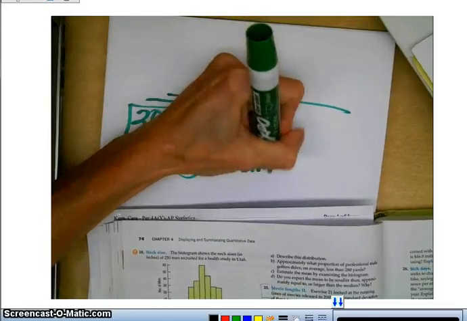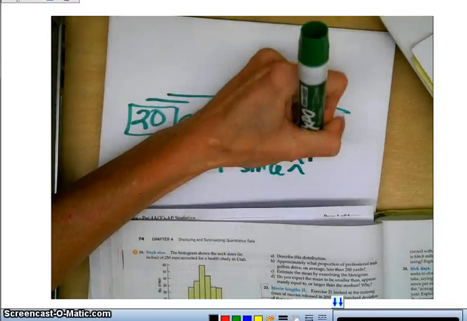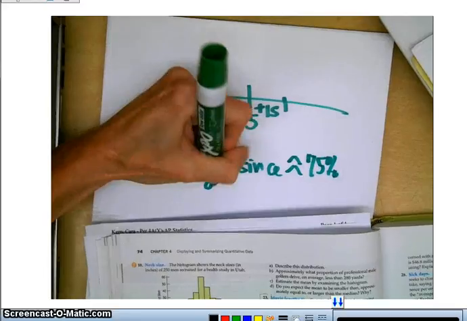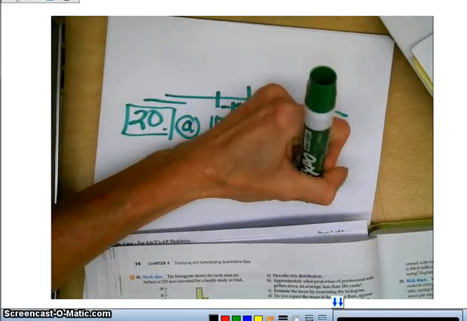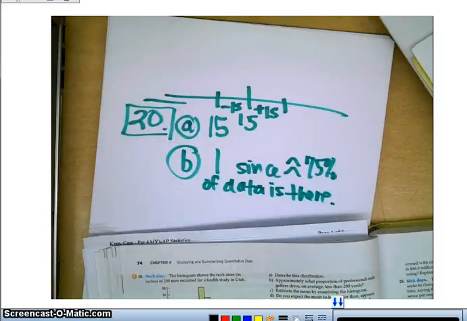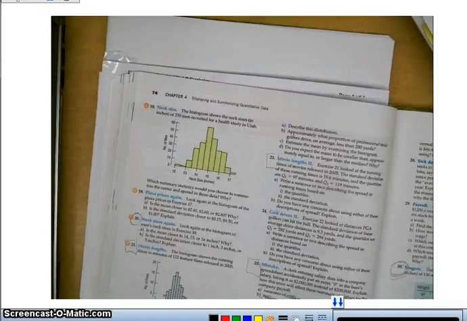Since approximately 75% of the data is there. A standard deviation, you're measuring the distance from the mean. Things start becoming outliers if they're more than 2 standard deviations away from the mean. All right, other questions?